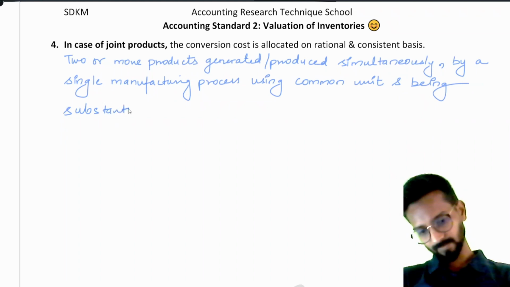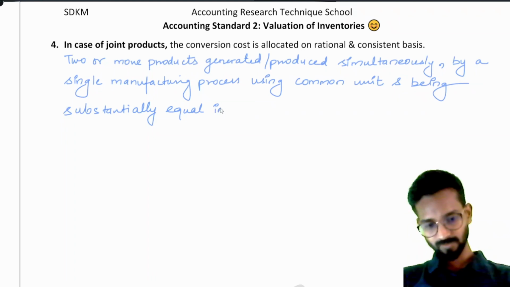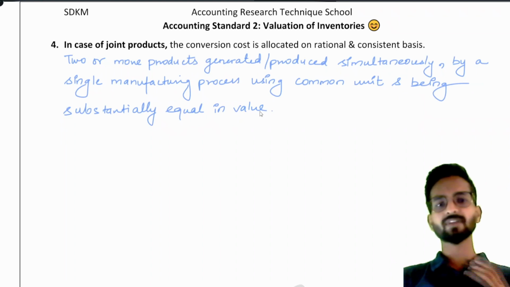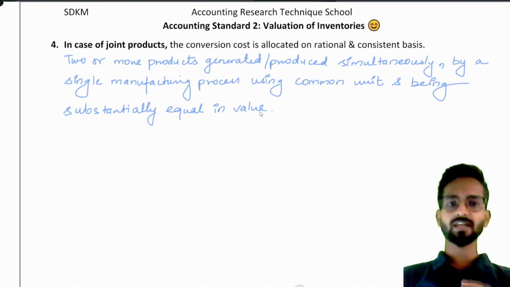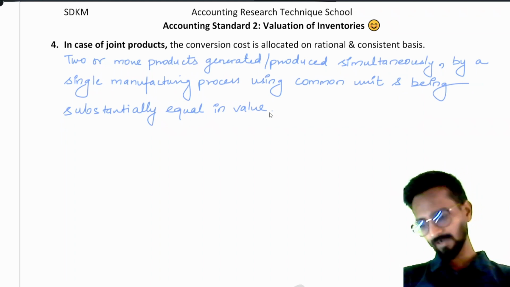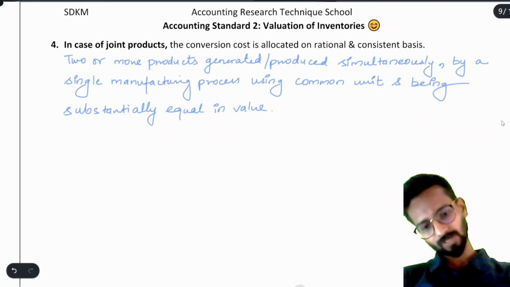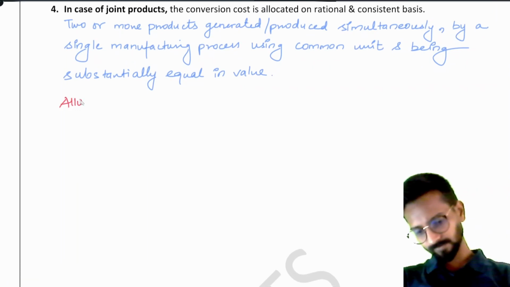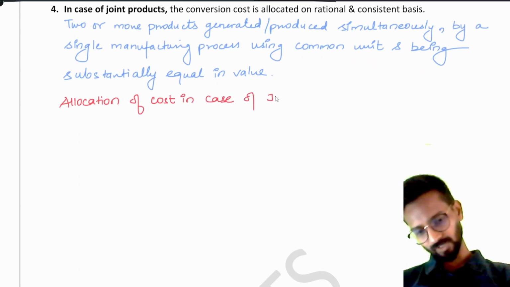substantially equal in value. ऐसा नहीं है कि कोई भी प्रोडक्ट कम वैल्यू का है, मतलब ज़्यादा फर्क नहीं होगा वैल्यूज़ में, but obviously each and every product is important. Cheese is also important, butter is also important. Okay, now after this we can see how to allocate the cost. Allocation of cost in case of joint product.